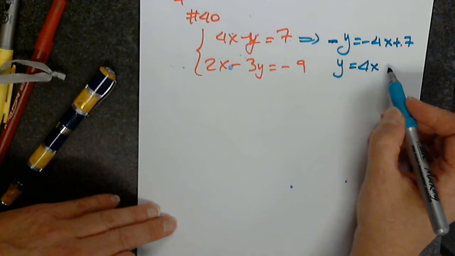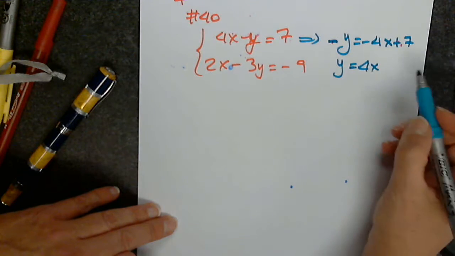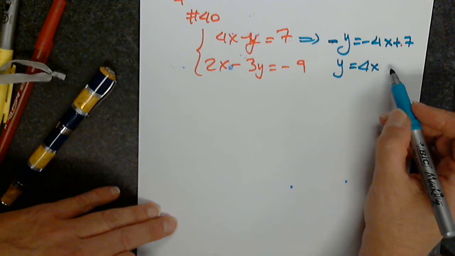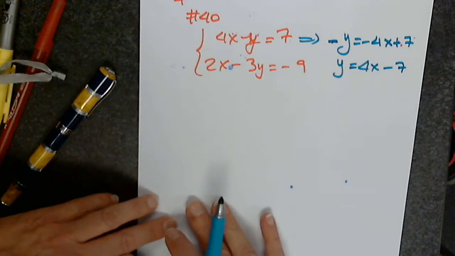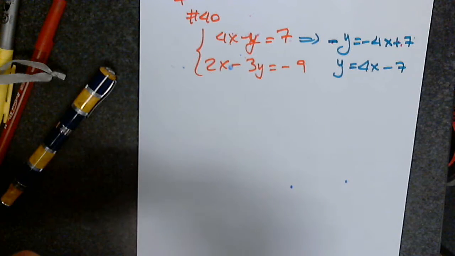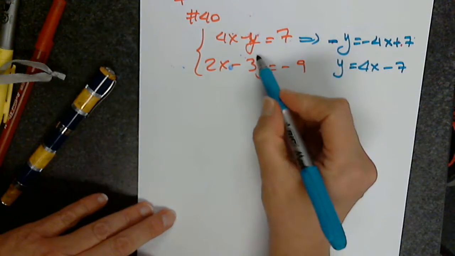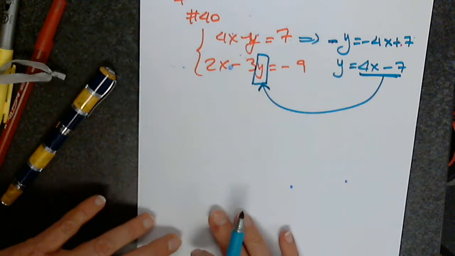Careful. If you multiply, you have to multiply everything on both sides. Minus 7. This times negative 1, this times negative 1, this times negative 1. What do I do with this now? Very good. So this will actually be 4x minus 7. Agreed?